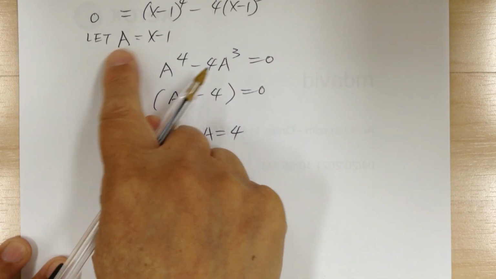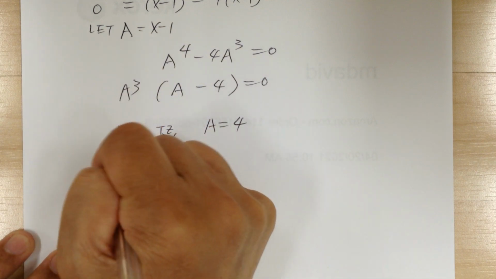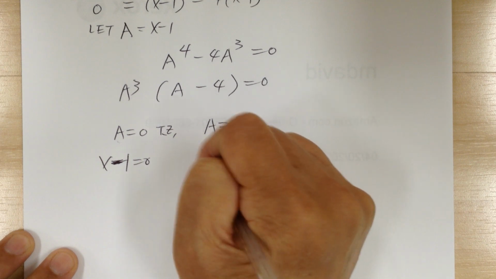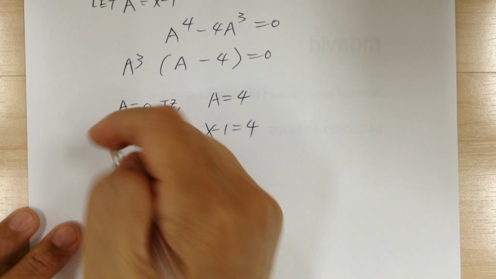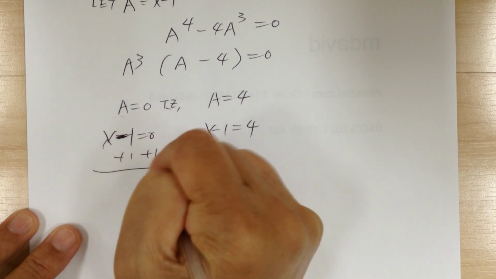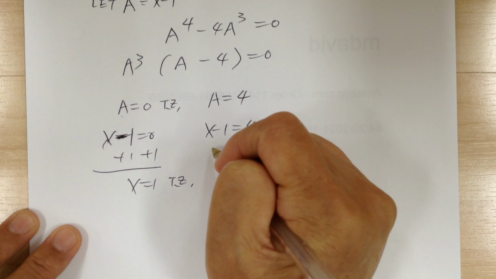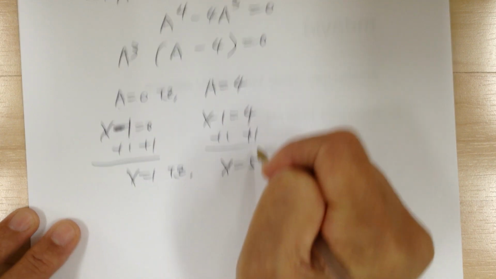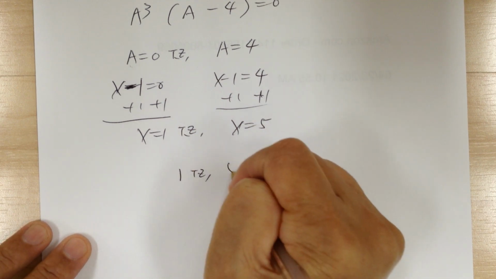Now let's substitute back. A equal to x minus 1, right? So let's put this back in here. Then from here you just plus 1 on each side. So x equal to 1. Again, this is a triple 0. This one you plus 1 on each side, so you're going to get x equal to 5. Okay? So you're going to get 1, that's a triple 0, and you got 5.